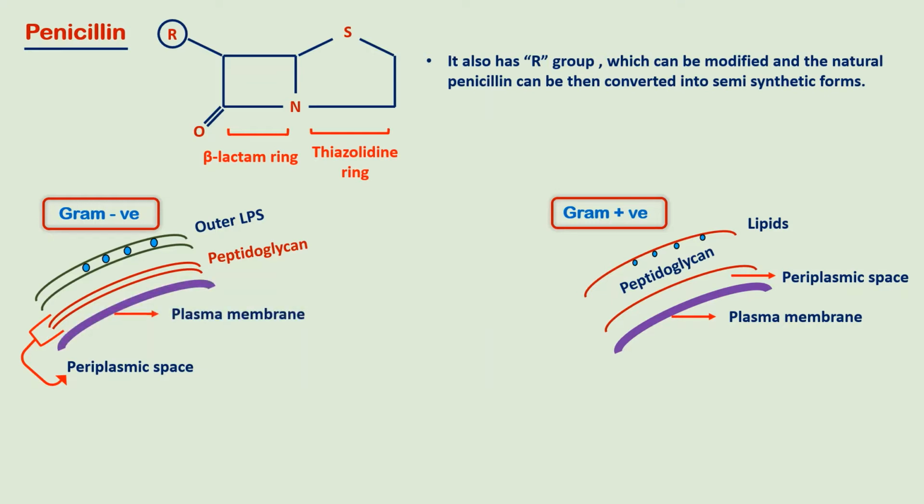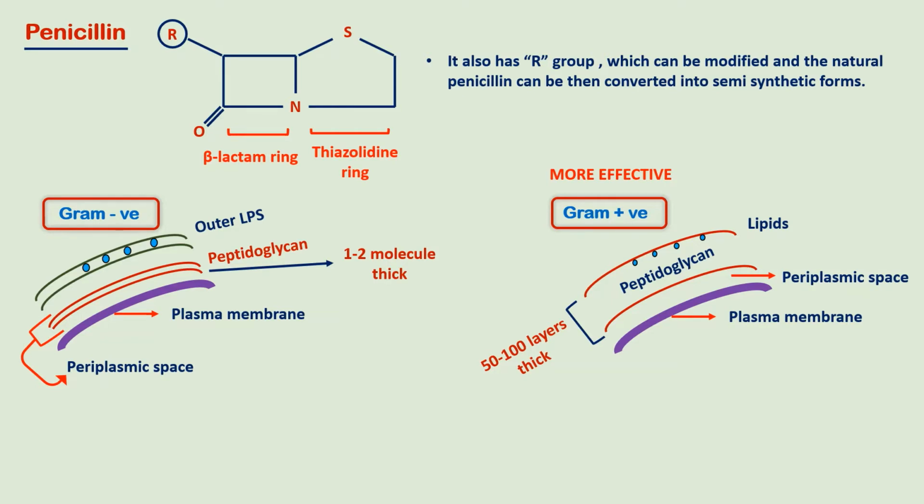As we know, penicillins and cephalosporins are bacterial cell wall synthesis inhibitors, so they are more effective on gram-positive bacteria because they have a significant, well-established peptidoglycan layer compared to the gram-negative ones.